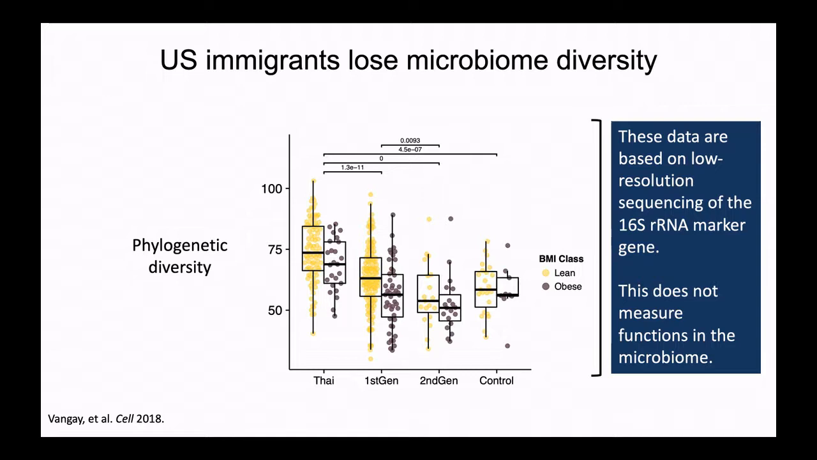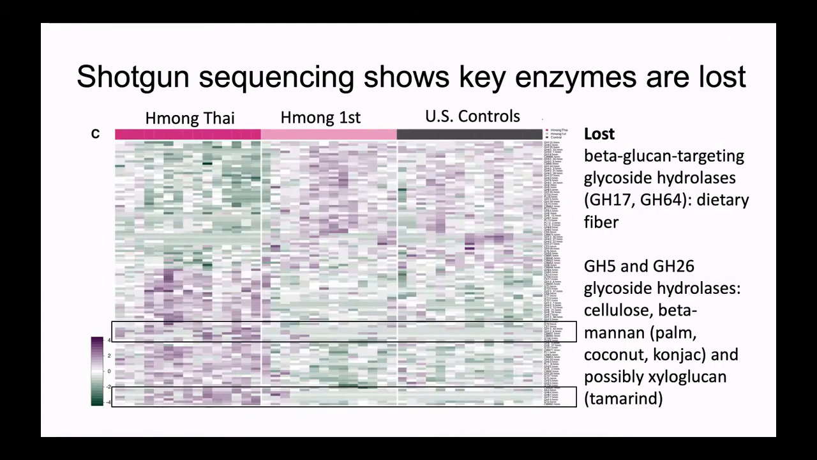We followed up with the more high resolution, expensive method. This is shotgun sequencing on 55 subjects. And I'm going to show you them here. This is now, instead of looking at the species table, this is looking at the enzymes. So what enzymes are contained in the microbes that live in the guts of these individuals?